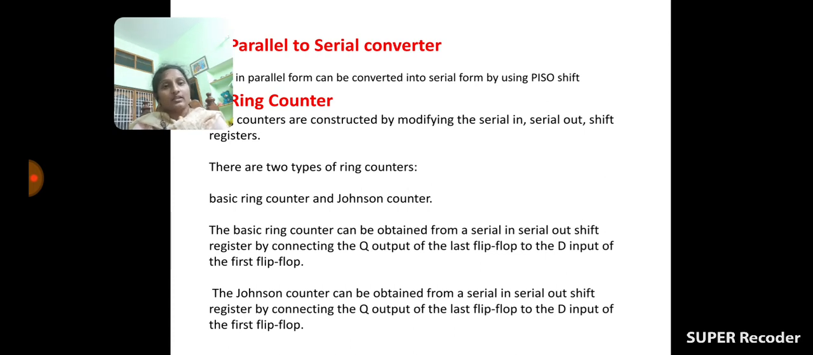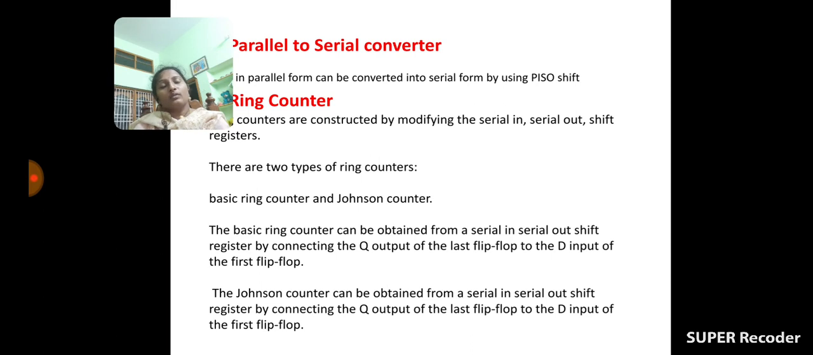In a register, it simply stores the bits, but a counter will also count the bits. For example, if I would like to apply 50 bits, these 50 bits are counted by our counter. And these counters are constructed by modifying the serial in serial out shift register.